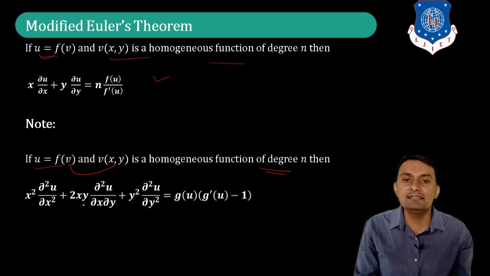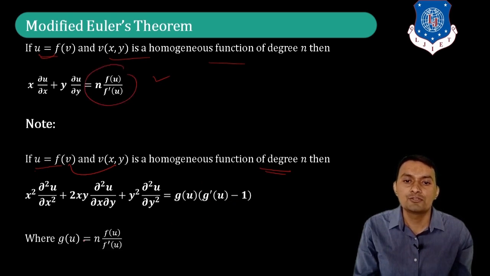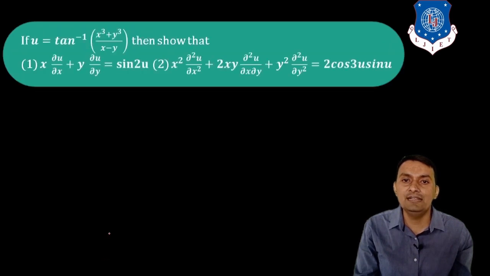So the second order is that: g of u into g dash of u minus 1, but what is g of u? This one is the g of u, where g of u is equal to n into f of u divided by f dash of u. So let us see an example.